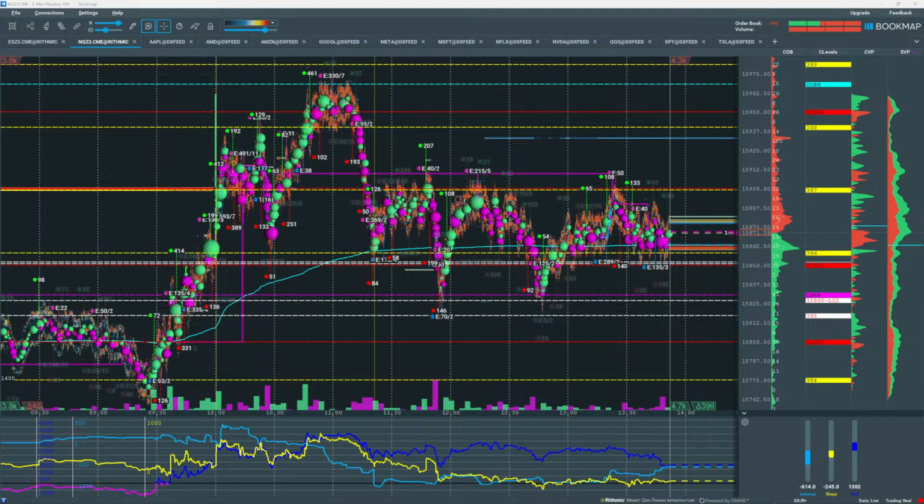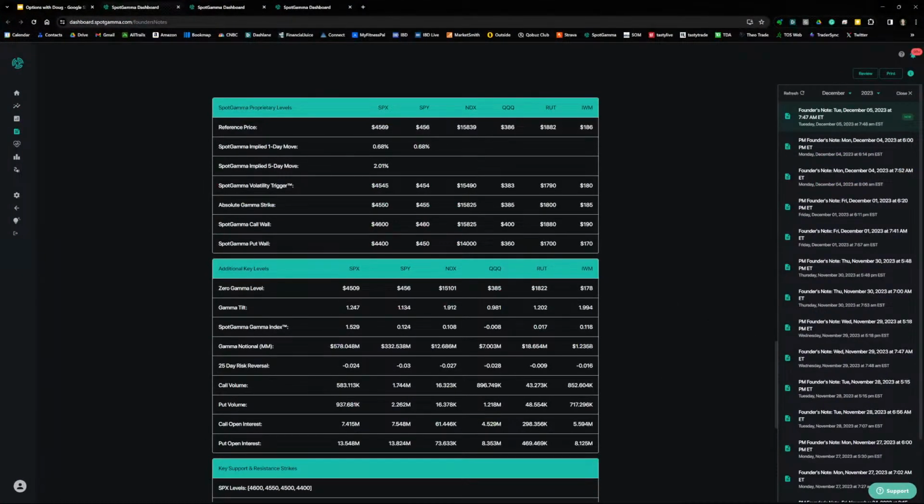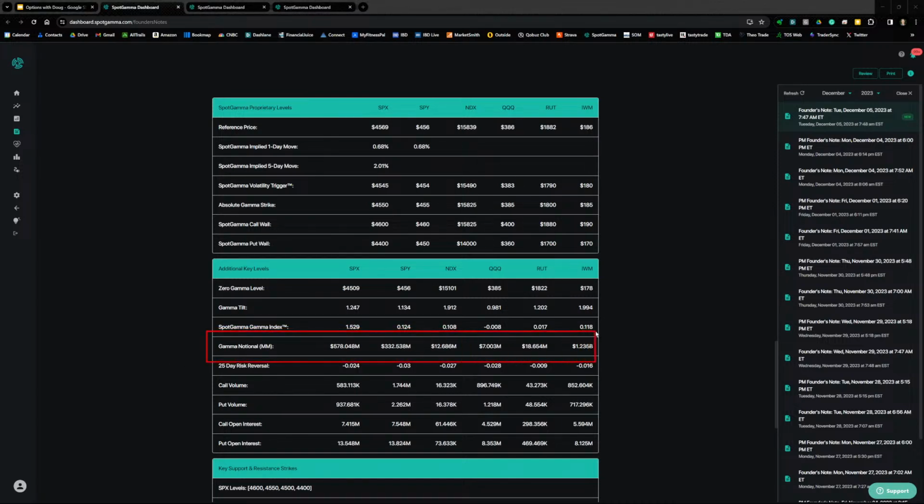All right, let's take a look at gamma notional now to see how market makers were positioned on the gamma curve at the beginning of the day. I'm going to go back to Spotgamma and take a look at gamma notional. This is market makers' position on the gamma curve at the beginning of the day for the S&P 500, NASDAQ, and Russell 2000. Note all these numbers are positive. But for the S&P 500 and NASDAQ, they did shift lower from yesterday.